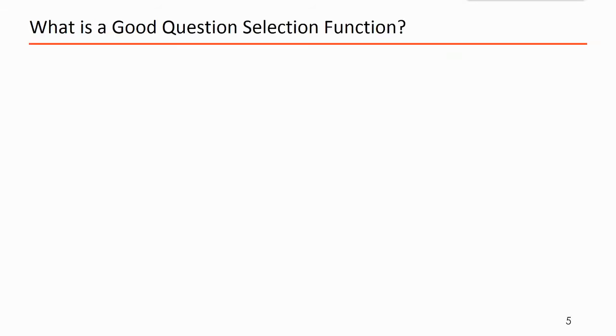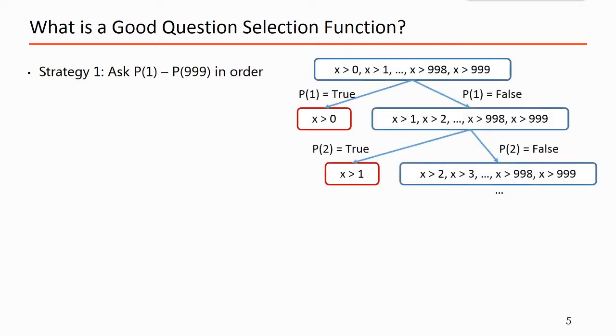However, the performance of a selection function varies on the target program. In most cases, there does not exist a global optimal selection function. For instance, let's consider two selection functions. The first strategy is to ask the value of p1 to p999 in order. If p1 is true, the target program must be x greater than 0. Otherwise, this strategy will use p2 to further distinguish the remaining programs, and so on.